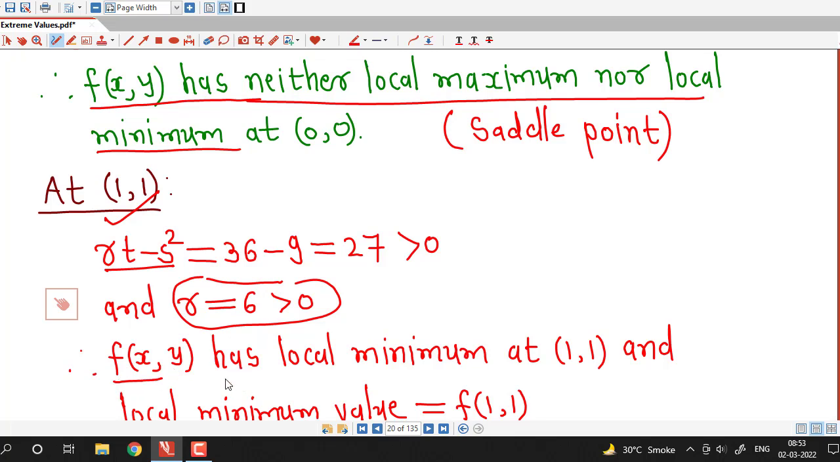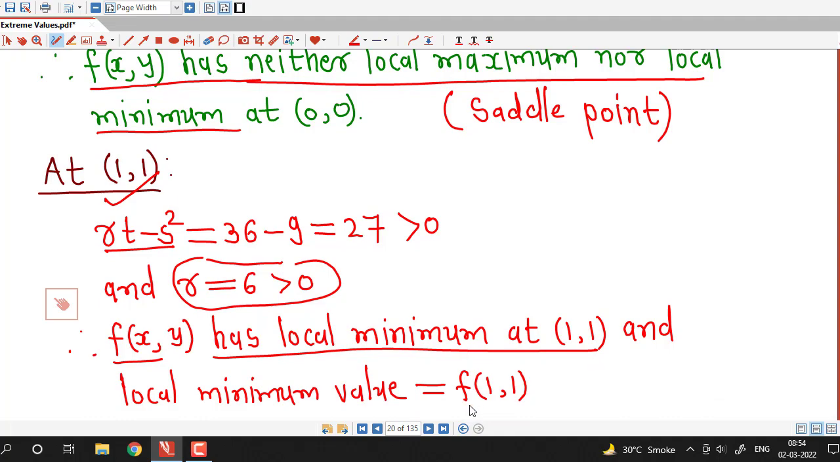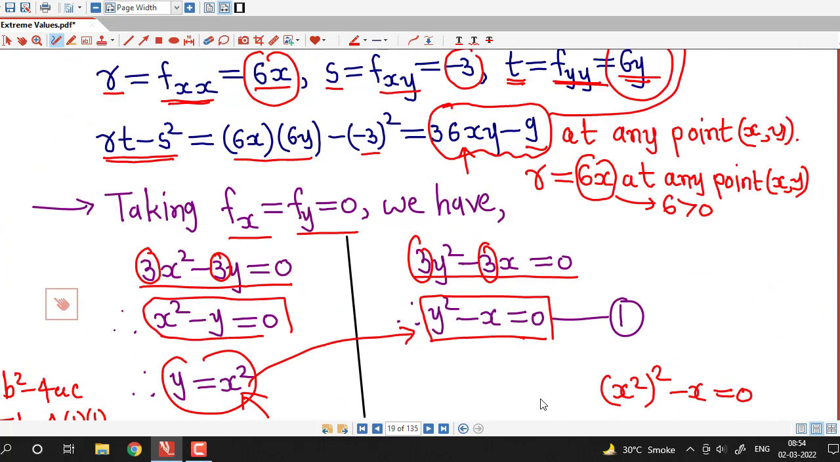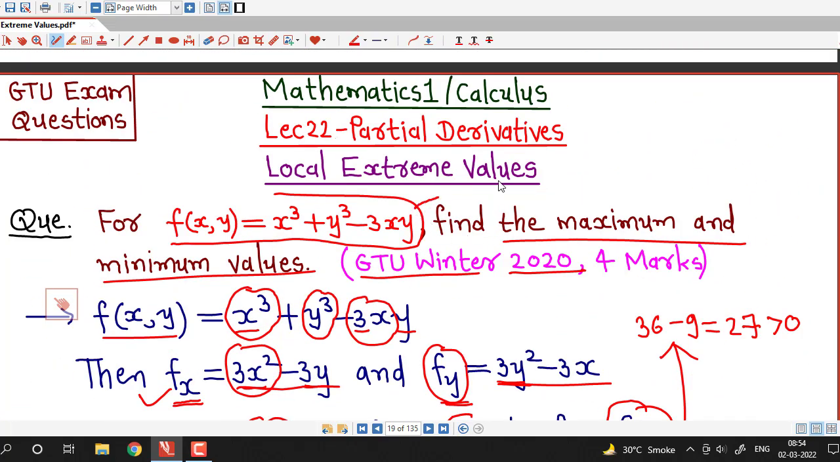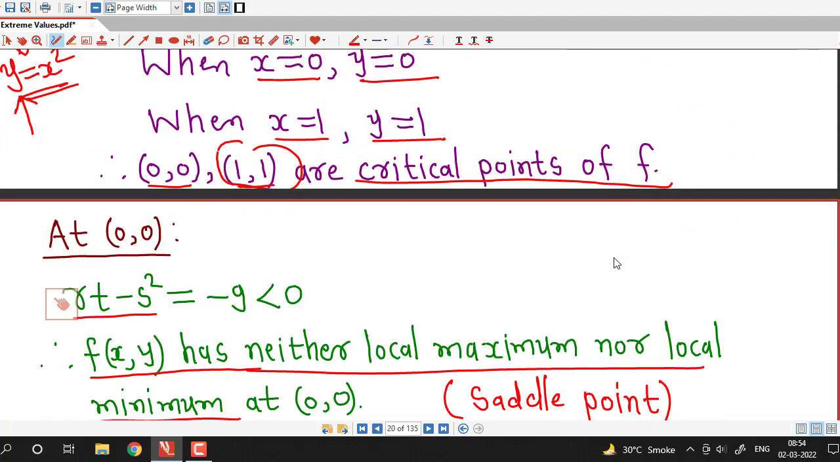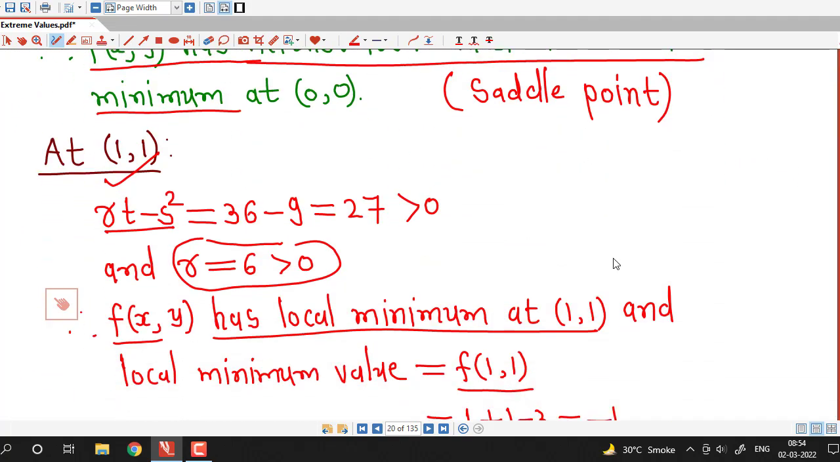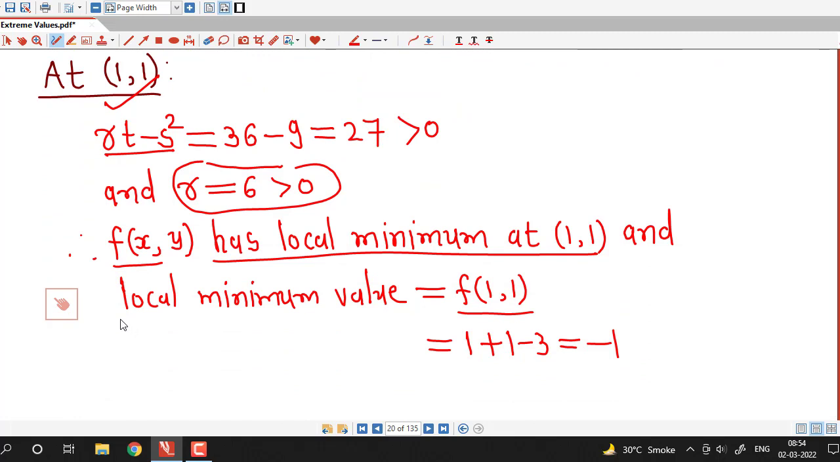Therefore f(x, y) has a local minimum at (1, 1), and the local minimum value will be equal to the value of the given function at (1, 1). So we substitute x equal to 1, y equal to 1 in this function to obtain the local minimum value. This is going to be 1 plus 1 minus 3, that is minus 1. Hence the function has a local minimum at point (1, 1) and the local minimum value of the function there is minus 1.